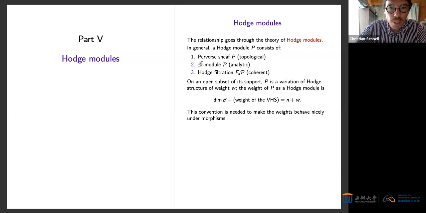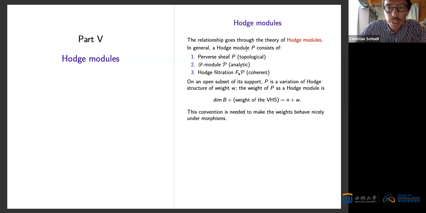Then the second component is a D module, curly P. This is, if you like, the analytic component, right? A D module is a sort of gadget that basically encodes in some algebraic way a system of differential equations. And then the third part is the Hodge filtration. So this is a filtration of this D module by coherent sheaves. So this is a coherent object. So it has these 3 elements: a topological, an analytic, and a coherent part.